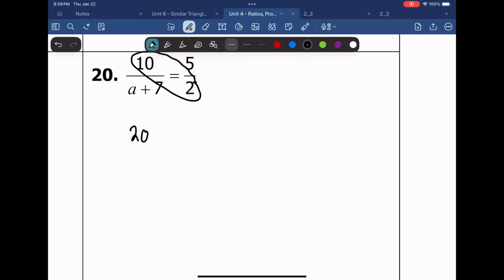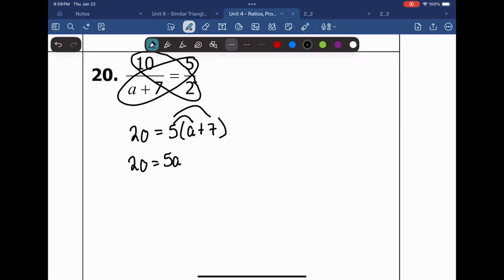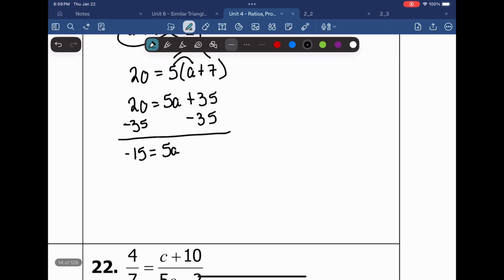10 and 2 makes 20. 5 and this other quantity. And if you're not 100% certain you can distribute in your head, don't. That's fine. Write it out. Write out 5 times that, 5 times the other guy. So you've got 20 is equal to 5a plus 5 times 7, which is 35. And then you subtract. Now, I know what you might be thinking. Oh, wait a second, 20 minus 35 is negative. But that's okay. You can have negative answers. It will not break anything, okay?